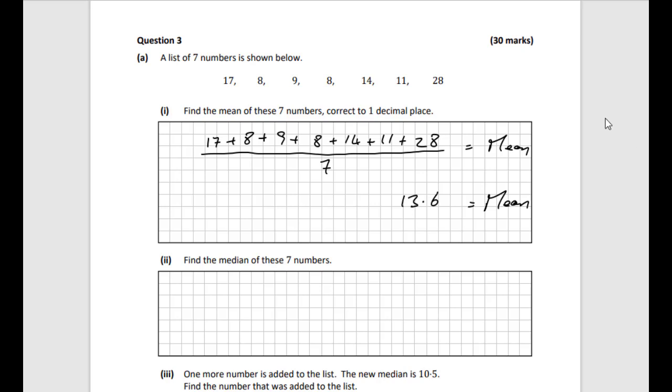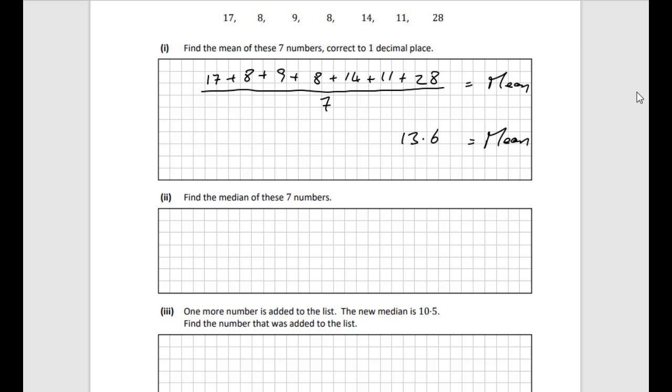Find the median. Okay, so to find the median, you've got to put them in order. So let's see, we've got 8, 8, that's these two. What I would usually do with this is tick them off as you write them down, just so you don't miss any. So that's 9. Then we've got 11 and 14. Then we've got 17 and 28. And that's it. 1, 2, 3, 4, 5, 6, 7. We've got to find the median of these 7 numbers.